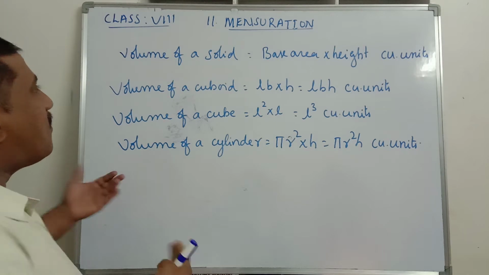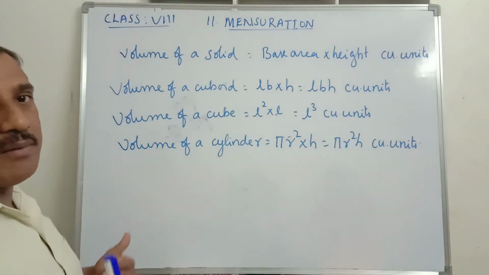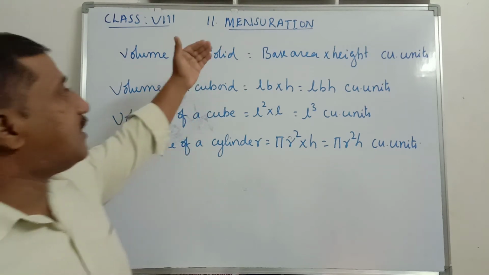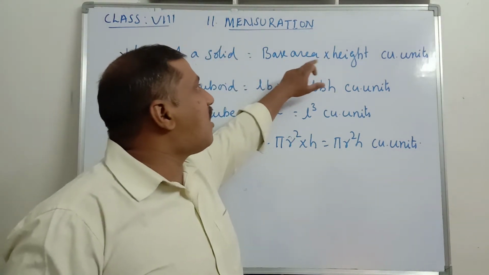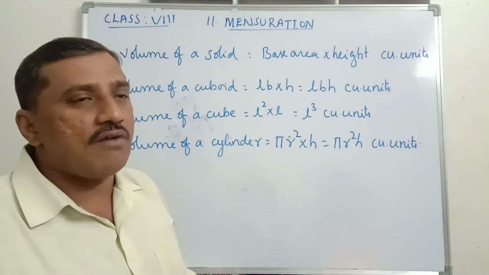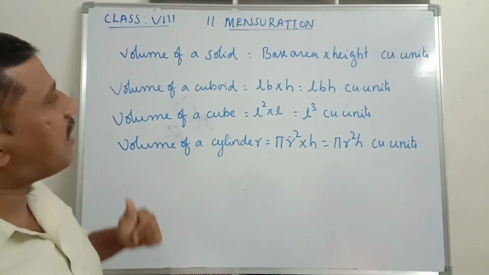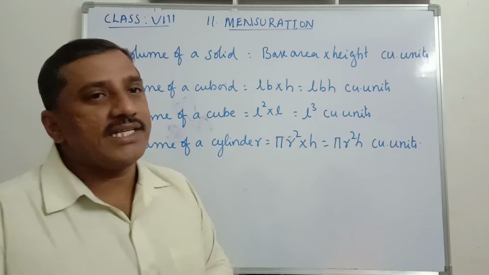Now volume of a solid. We are discussing the solid shapes. Volume of a solid is the product of its base area and height, in cubic units. So volume of a solid is base area into height.